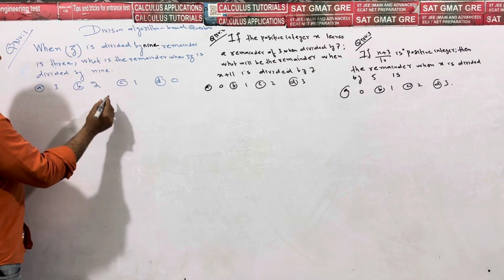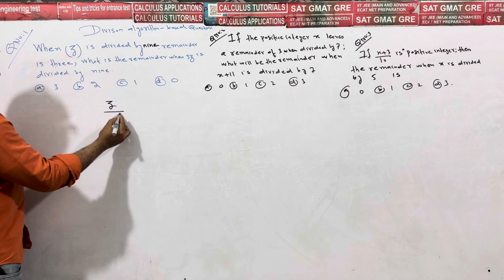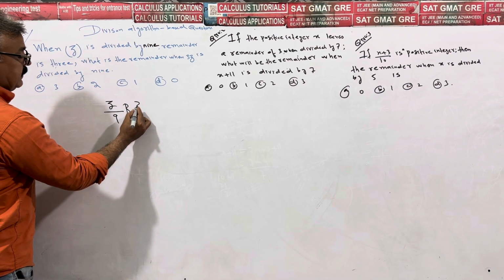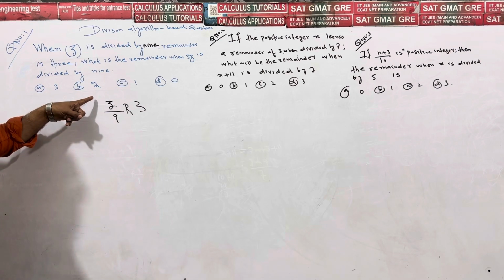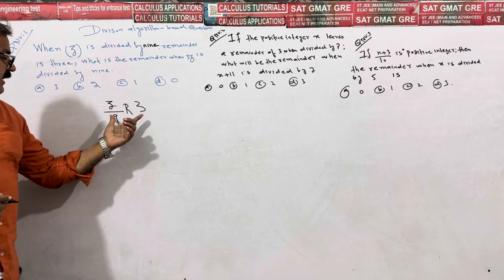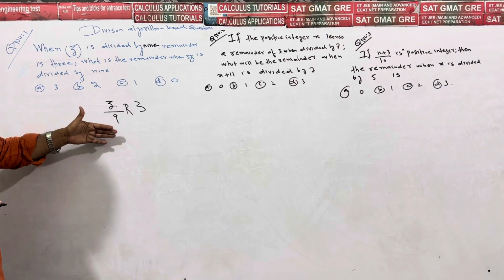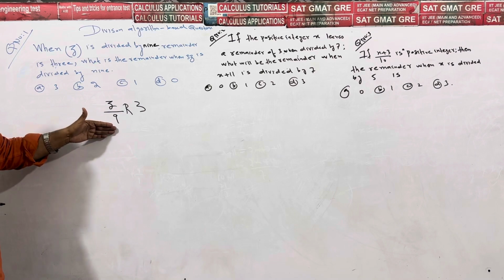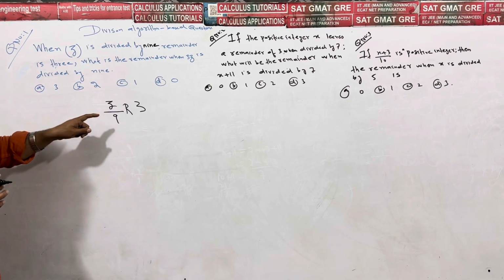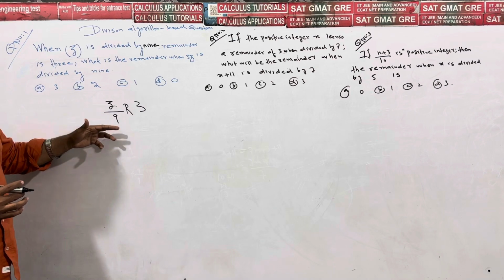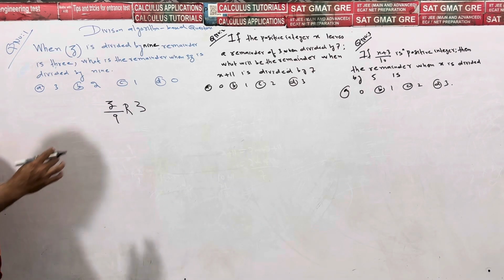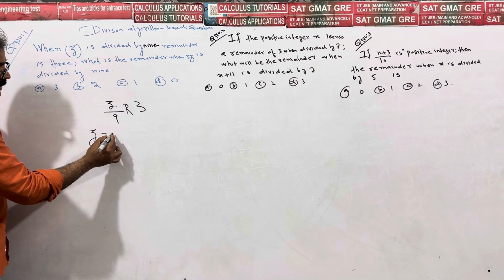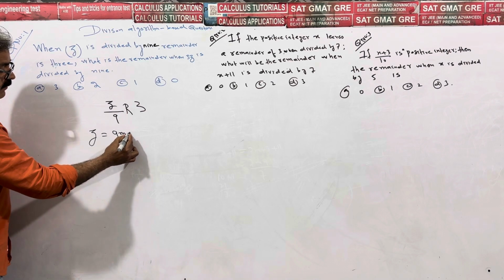Try to follow me. Z is the quantity divided by 9 that gives a remainder of 3. We have no idea how many times the table of 9 is applicable on z, but we are sure that it must be some positive integer times 9. I can write according to the division algorithm z as, suppose our quotient is m, 9 times m plus remainder.